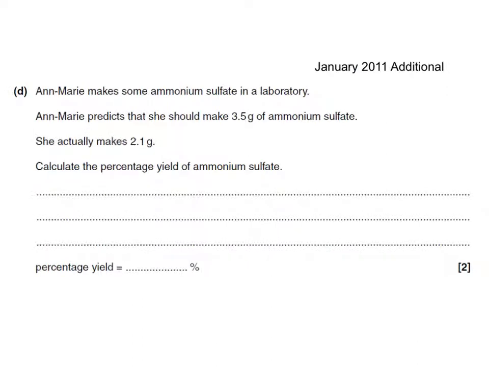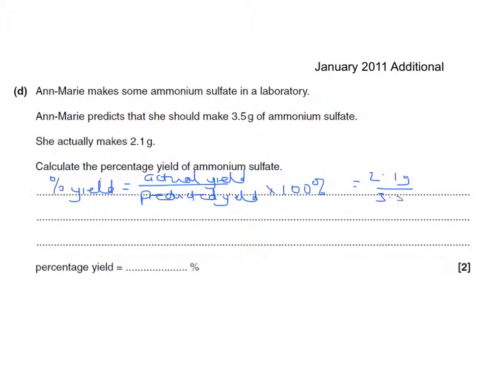And finally, another calculation from another paper. Anne-Marie makes some ammonium sulfate in a laboratory. She predicts she's going to make 3.5 grams of ammonium sulfate. She actually makes 2.1. Calculate the percentage yield of ammonium sulfate. Well, again, percentage yield equals actual yield over predicted yield times 100%, which is 2.1 grams over 3.5 grams times 100%, which equals 0.6 times 100%, or 60%.